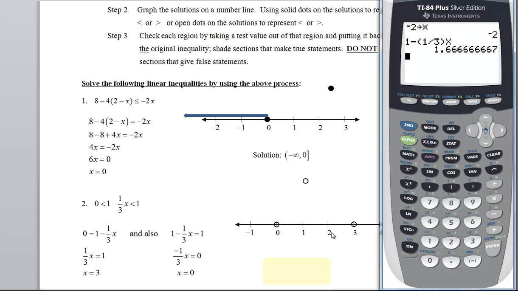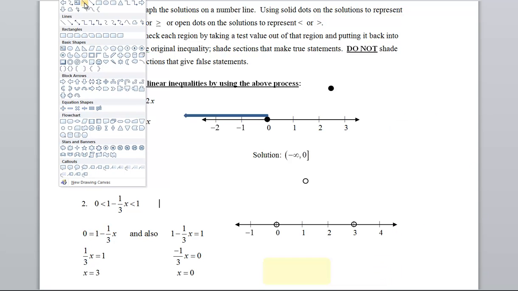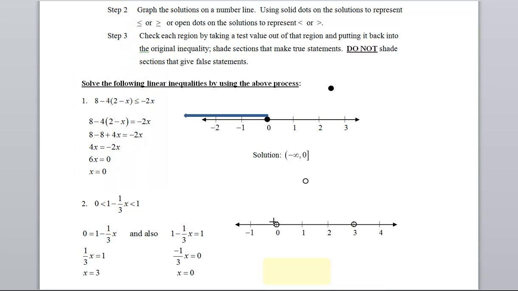Let's try 2. So store that in. Let me do second enter to recall. Let's see what number we get. That's 1/3. So 0 less than 1/3 is 1/3 less than 1. Hopefully you said yes. So that means this section right here in the middle, I need to shade it. So let me go get me a shape here. So I'm going to start here.